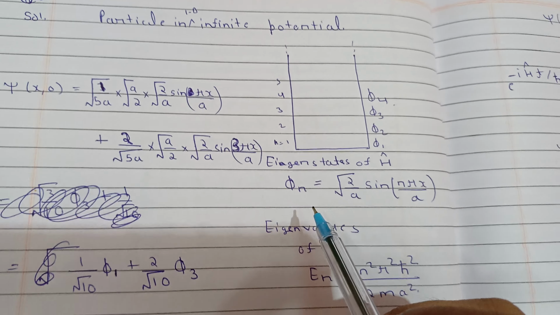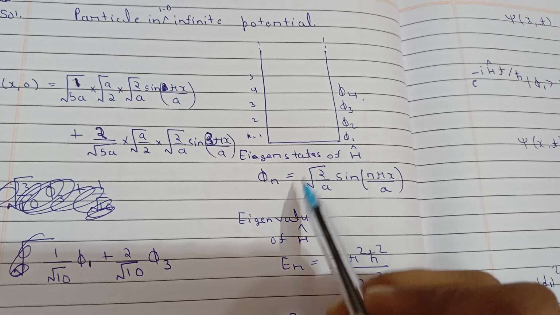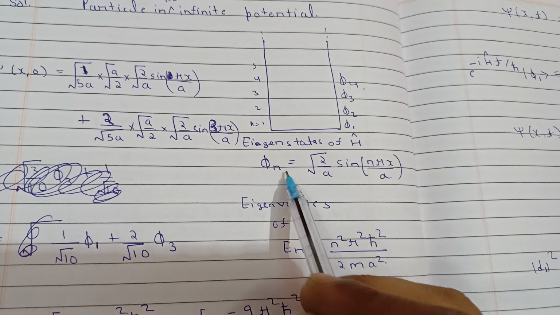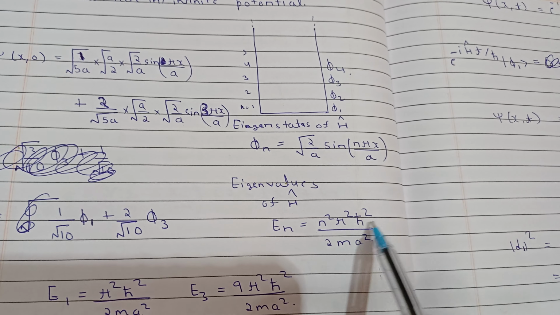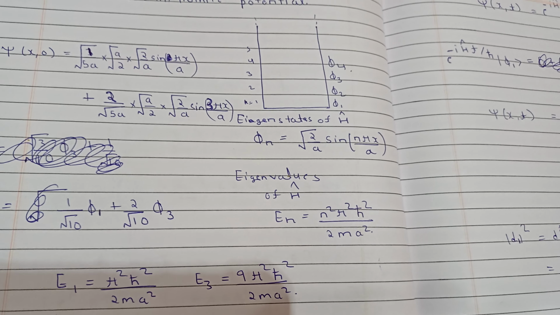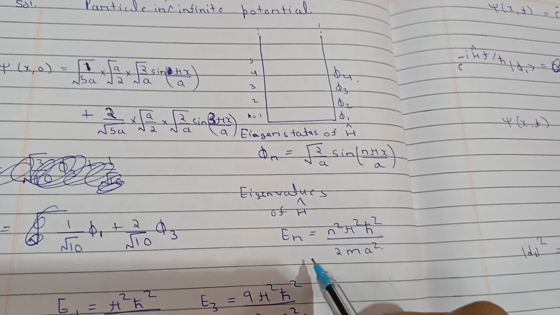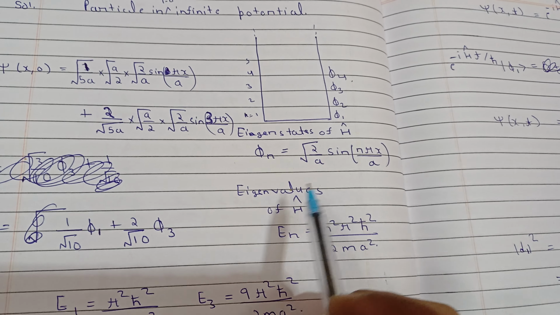Phi n will be root 2 by a sine n pi x by a. And this is the energy eigenstate, and the energy eigenvalue corresponding to n will be En equal to n square pi square h bar square divided by 2ma square. Now corresponding to n equal to 1 you can find the energy, corresponding to 2 you can find the energy. That's how you can do it.